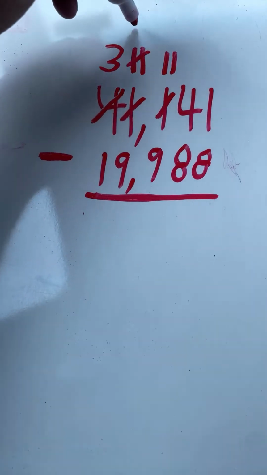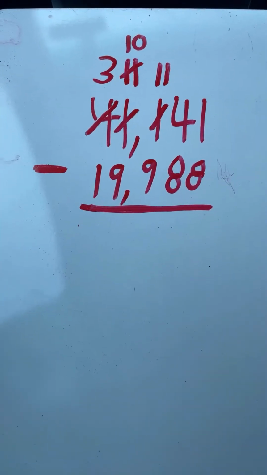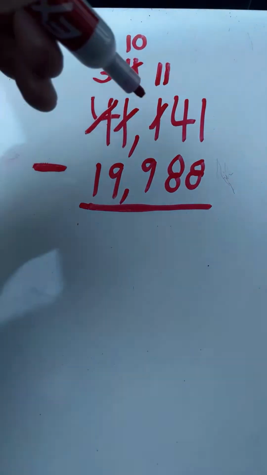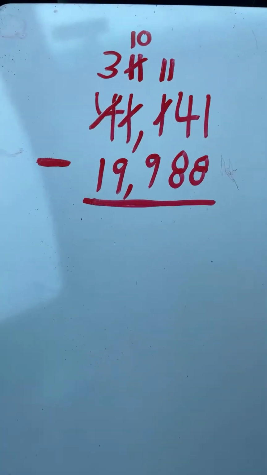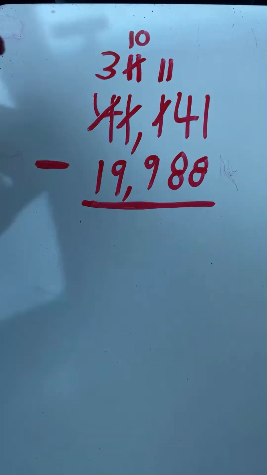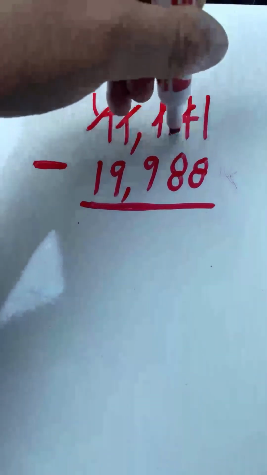Now in the hundreds place, we can't start out with 1 and take away 9. So again, we have to regroup. That 1 is going to become an 11. And then the 11 in the thousands place, we have to take away 1. It's going to become a 10. Looking in the tens place, you cannot start out with 4 and take away 8. So again, we got to regroup. The 4 in the tens place is going to become a 14. And the 11 in the hundreds place is going to become a 10.